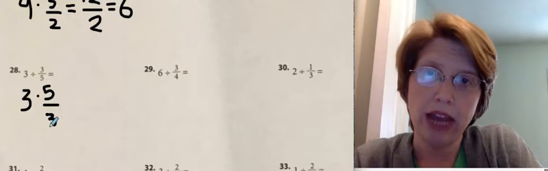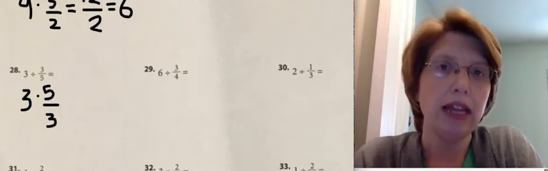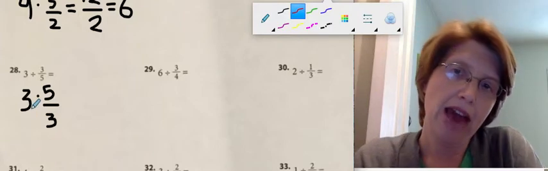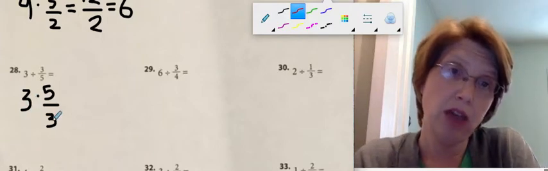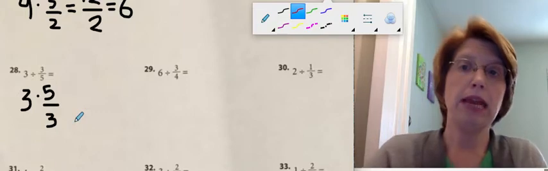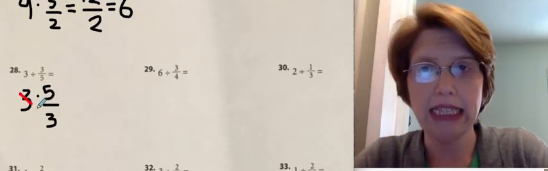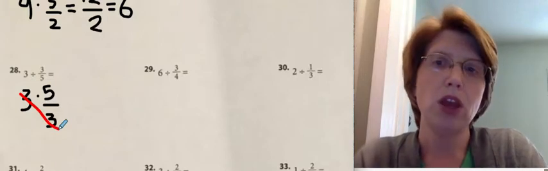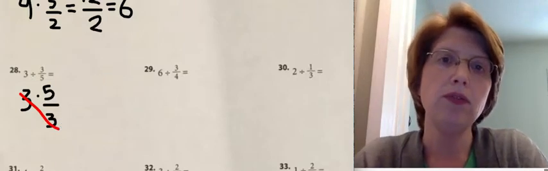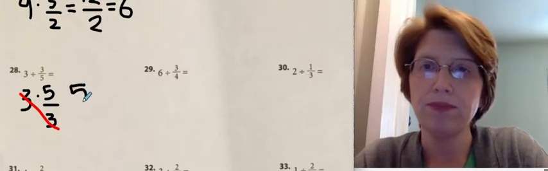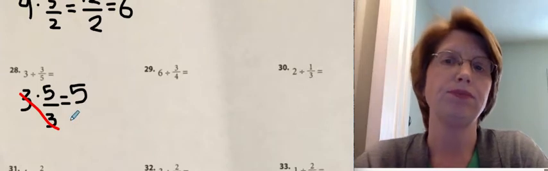Look at what I have now. I have, and remember I'm going to use my red, this is what we did yesterday. If I have a whole number and then I have a denominator that are the same, it means I'm multiplying and dividing by the same number, and in that case I can cancel it out. So then all I am left with here is the 5. So my answer is a whole number 5.